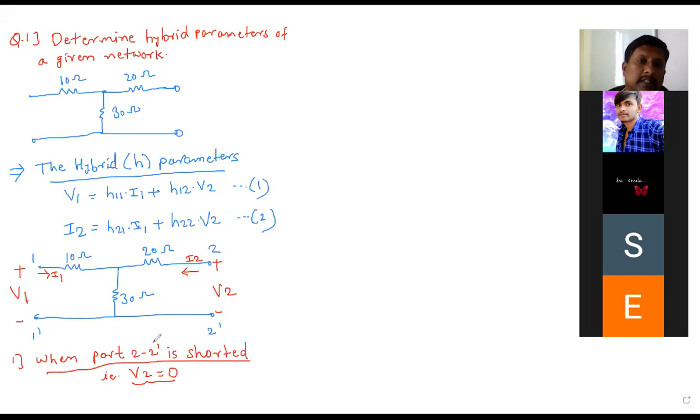So put V2 equal to 0 in equation number 1 and 2. You can get the 2 parameters. कुठले 2 parameters मिळतील तुम्हाला? H11 is equal to V1 upon I1 and H21 is equal to I2 upon I1. So आताच तुम्ही Y parameters काल previous lecture मध्ये हा problem solve केला होता second port short करून. So same thing you have to do. So I will short the second port.